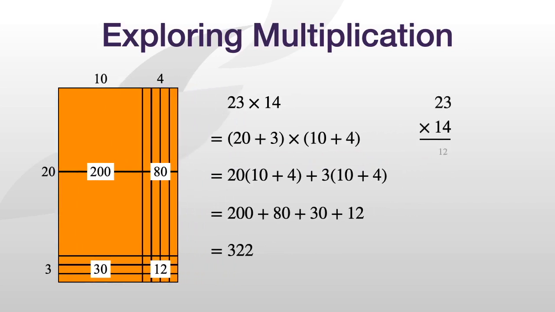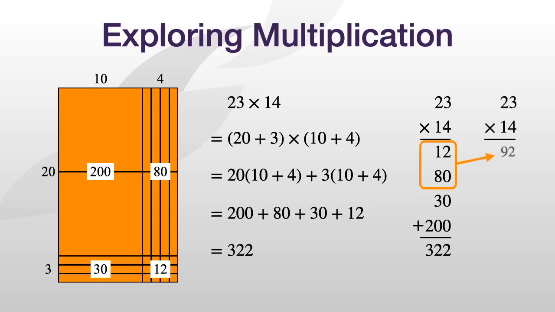4 times 3 is 12. 4 times 20 is 80. 10 times 3 is 30. And 10 times 20 is 200. The sum, once more, is 322. A standard algorithm tells us to focus on digits more so than place value. The 1 in carry the 1 comes from the 10 in 12.